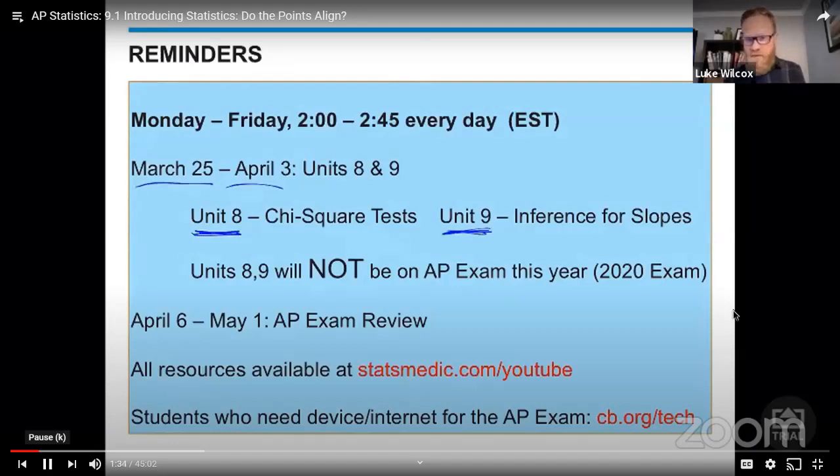Very, very important: these two units, Units 8 and 9, will not be on the AP exam this year because of the current situation. So on the 2020 exam, you will not be assessed on Units 8 and 9. What this means is that next week, starting on April 6th, we will have a full 4 weeks of review. That's going to be covering the material that is in fact on the AP exam for the 2020 school year. So starting on Monday, we will be jumping back into material that you have likely already covered within your course.